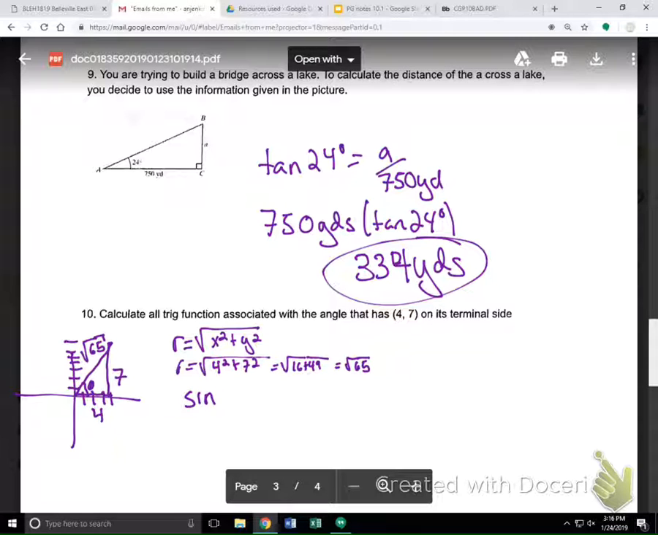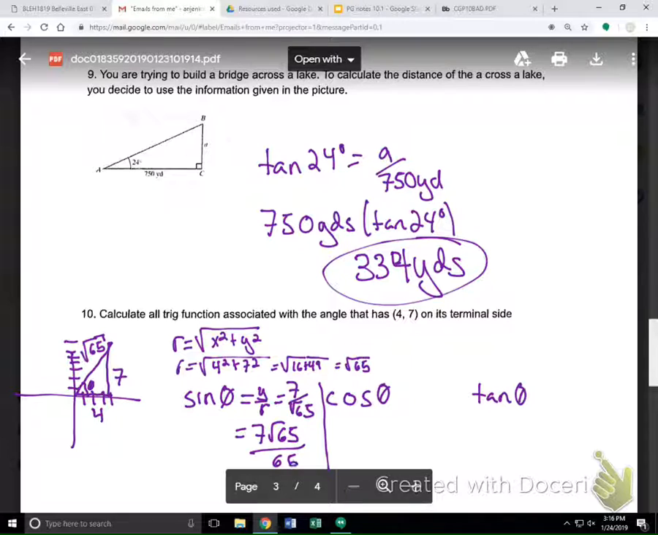Okay, so I have sine of theta, cosine of theta, and tangent of theta. So sine, opposite over hypotenuse, so that's going to be y over r, which is going to be 7 over the square root of 65. When I do this, I end up with what? 7 root 65 over 65. Exactly right. Nice job. Over here we do x over r, 4 over the square root of 65.